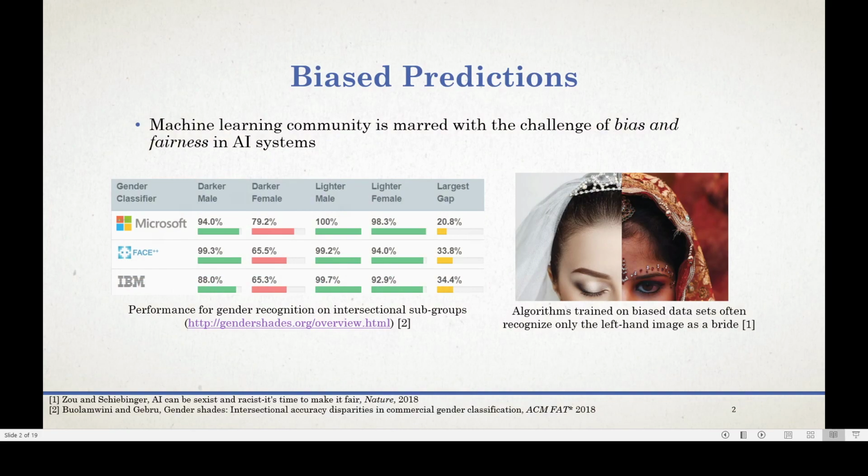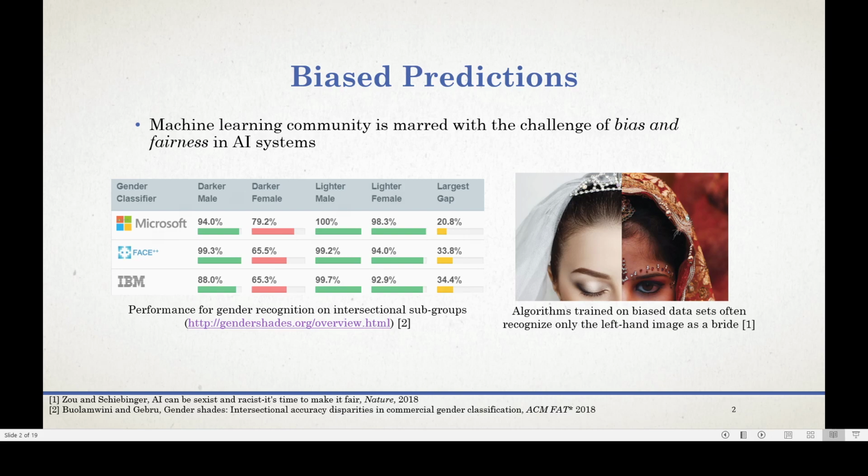The use and development of machine learning has become prevalent in today's times. We can observe machine learning based systems all around us. However, some recent studies have highlighted a new challenge of bias and fairness in machine learning based systems.